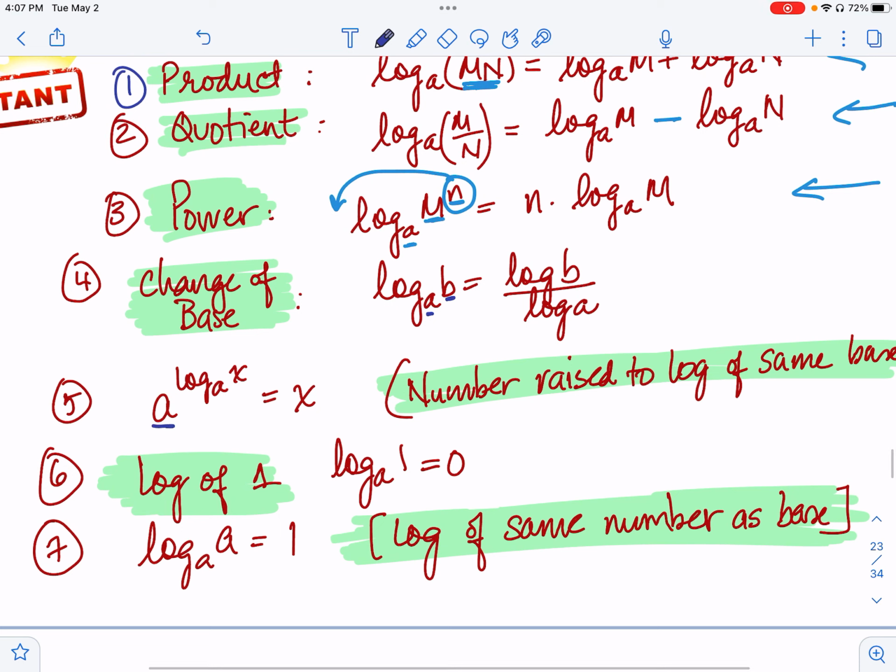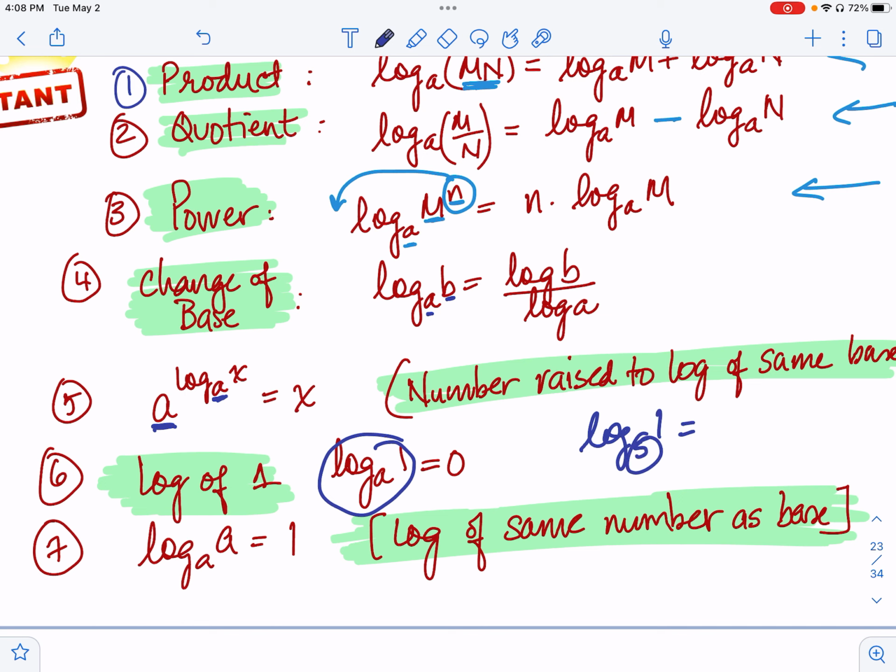Then this property says if log is in the exponent, watch this one, log itself is in the exponent. But as long as the number here and the base of the log are the same, the answer will simply be the power. Then the last ones: log of 1. Log of 1 will always be 0, no matter what base it is.